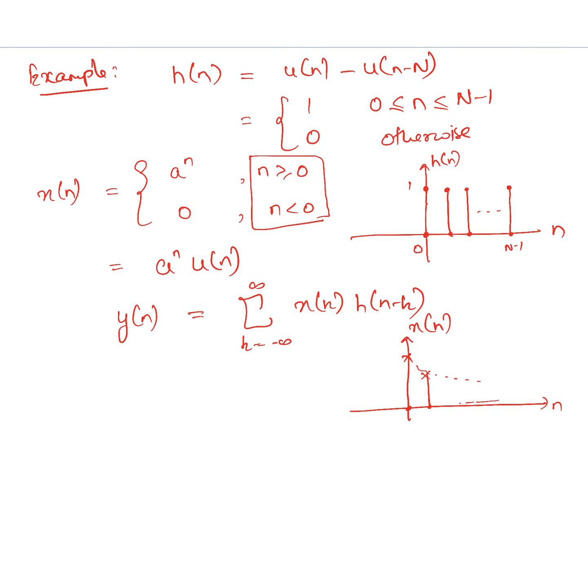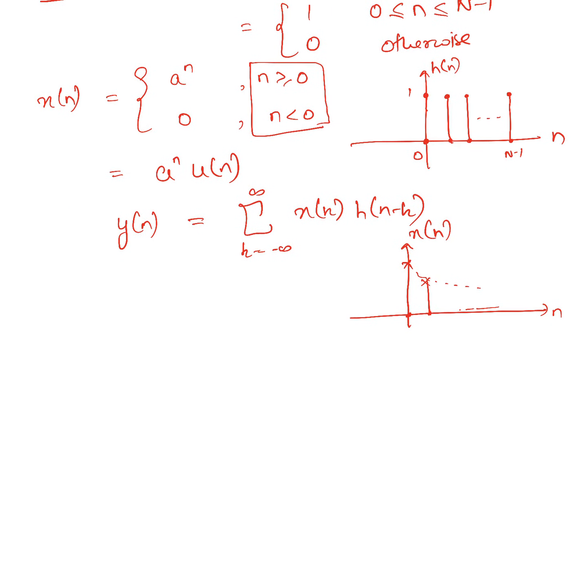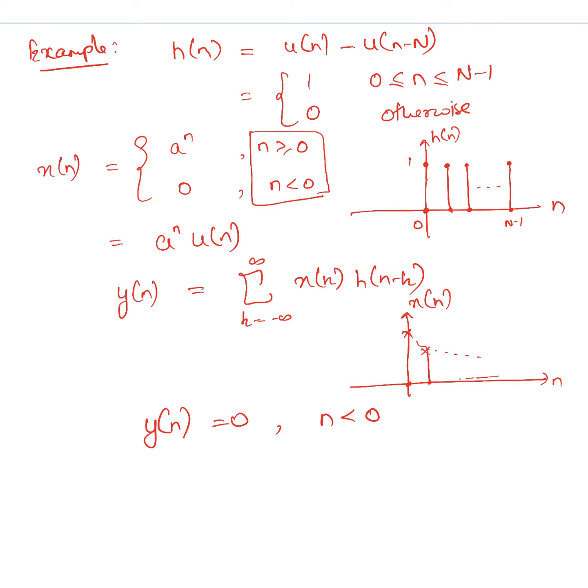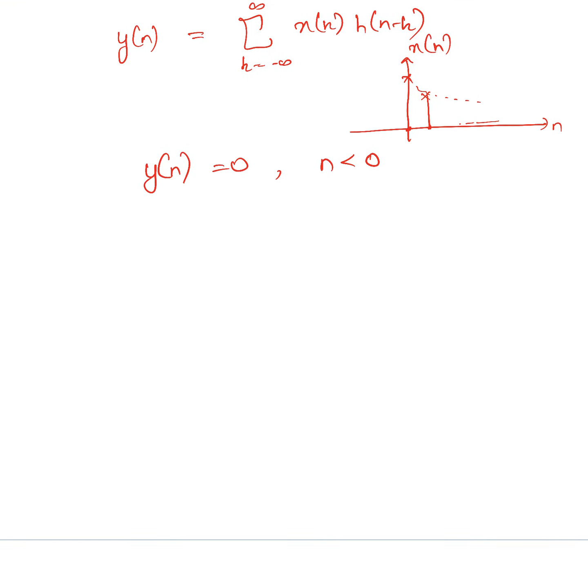So seeing the above two functions h of n and x of n, we can say y of n would definitely be 0 for n less than 0. Okay, so there won't be any sequence for y for n less than 0, right? We can visualize this on the same graph.